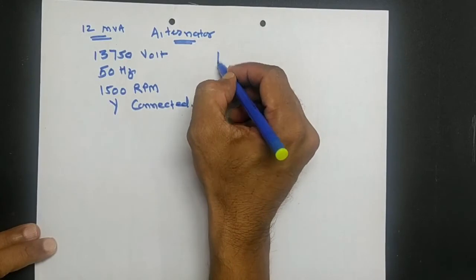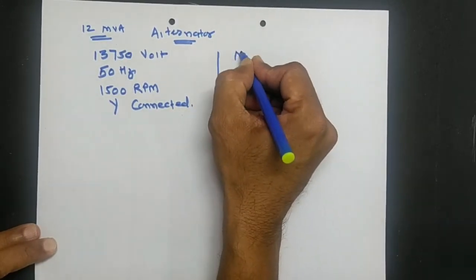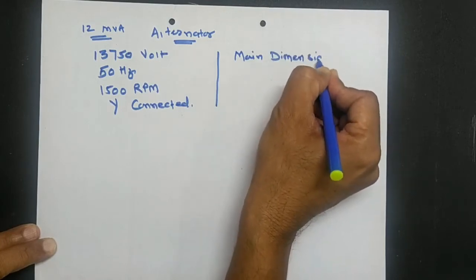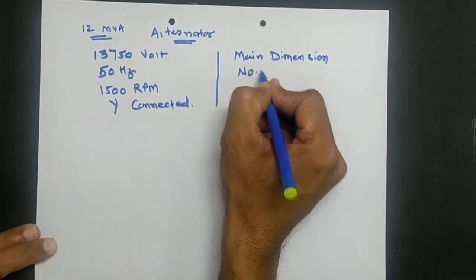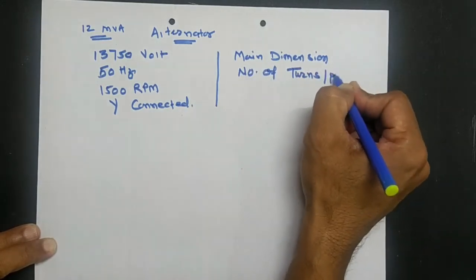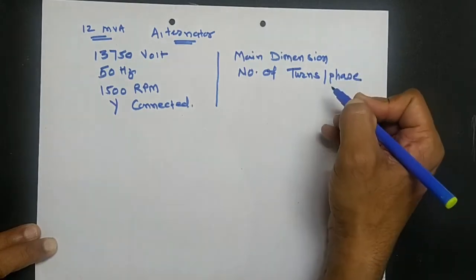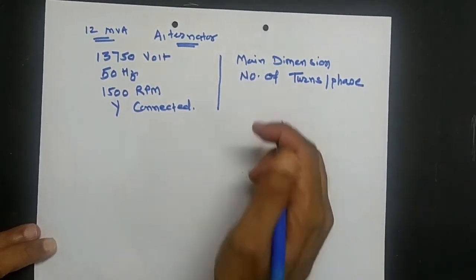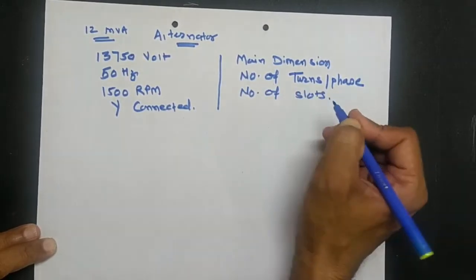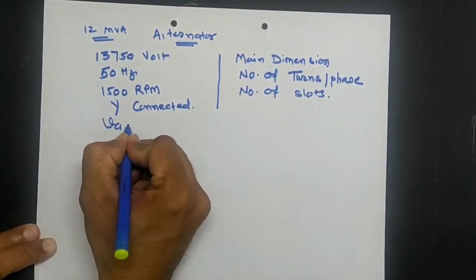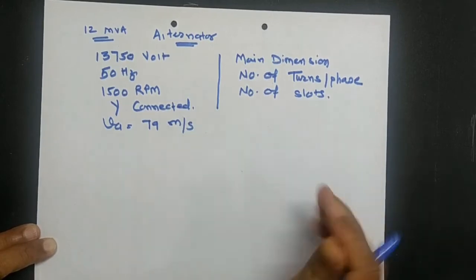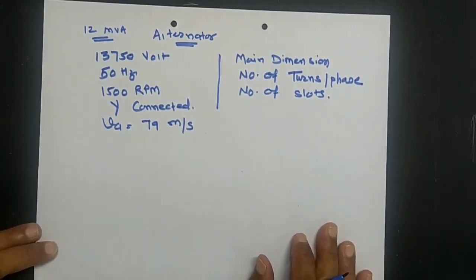We need to find out the main dimension, number of turns per phase, and number of slots. Peripheral speed is given as 79 meter per second. This is our constraint for selecting a diameter.